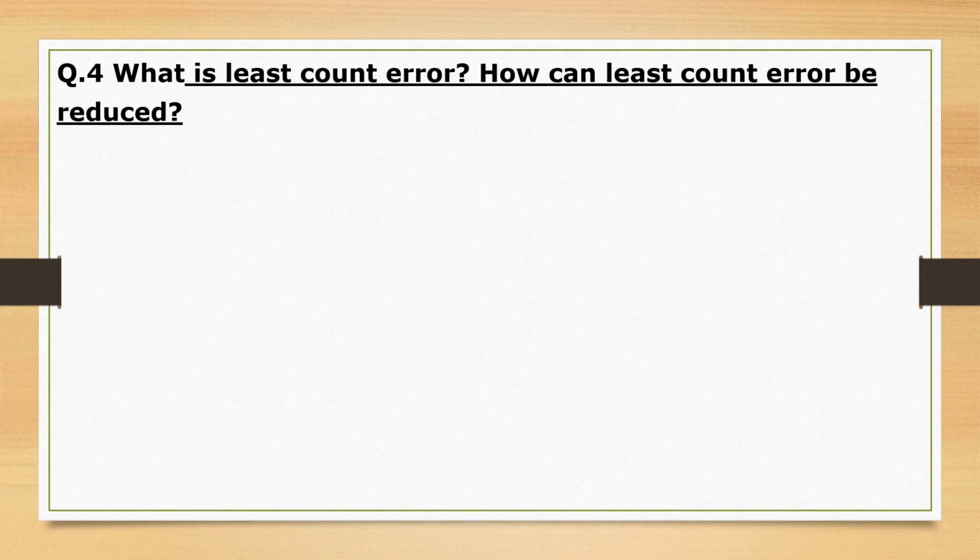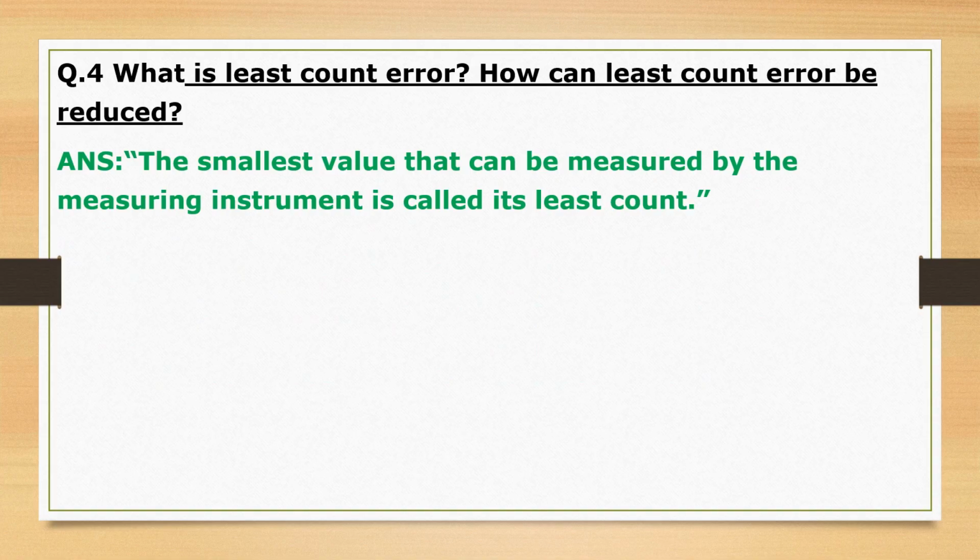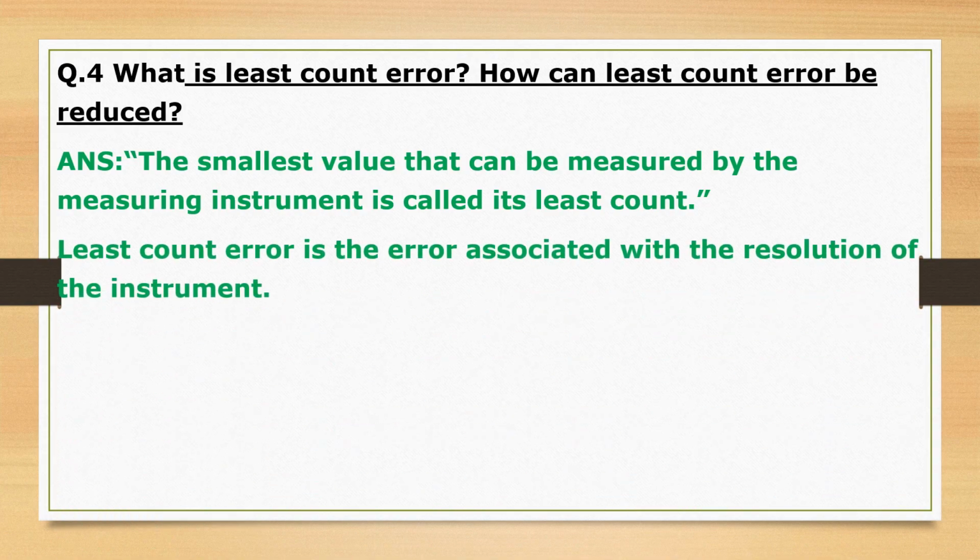Question number 4. What is the least count error and how can the least count error be reduced? The smallest value that can be measured by the measuring instrument is called its least count, and the least count error is associated with the resolution of the instrument. It means how minutely we can differentiate between two smallest consecutive rulings on that particular measuring instrument, and that is related to the resolution of the instrument. And the error means the doubt generated by the measurement taken from those smallest possible consecutive rulings, which is basically the least count error.